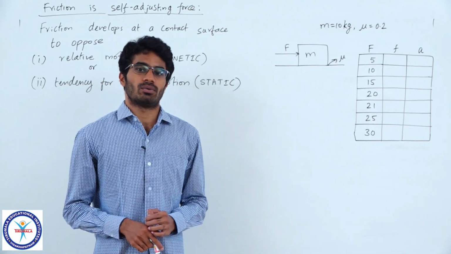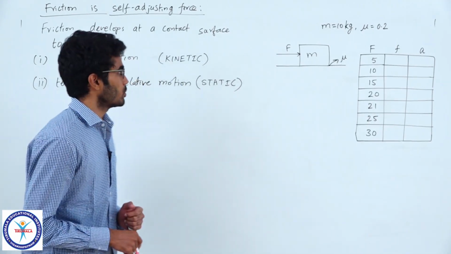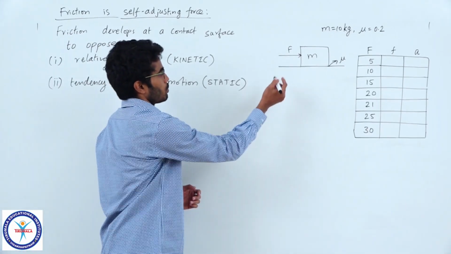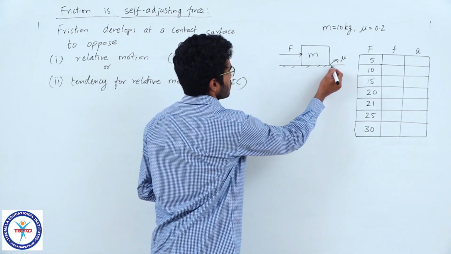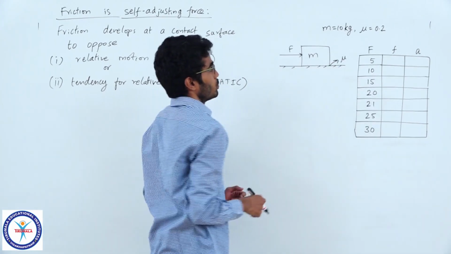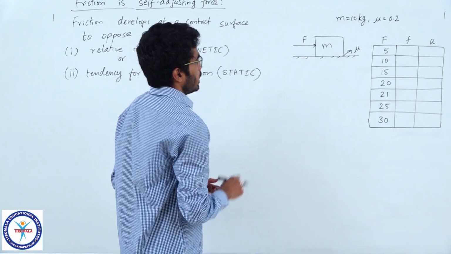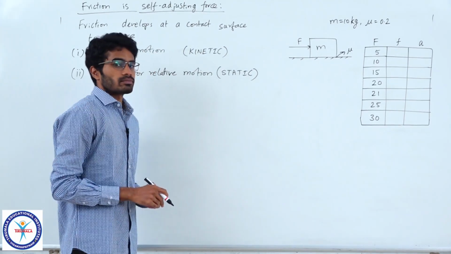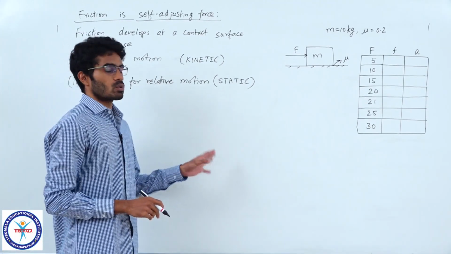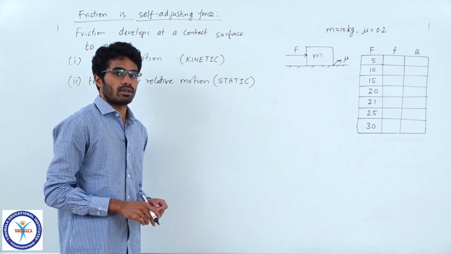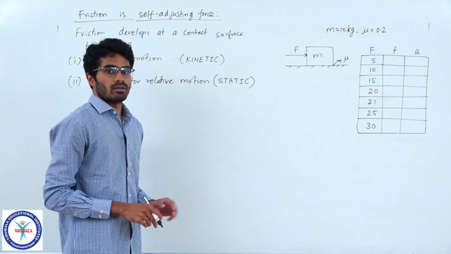Let us see how friction develops at a contact surface now. I have a block here kept on the ground. The coefficient of friction mu is 0.2, and there is a force acting on it. Now imagine if there is no force. First of all, does the object move? No, it will not. It remains at rest, Newton's first law.